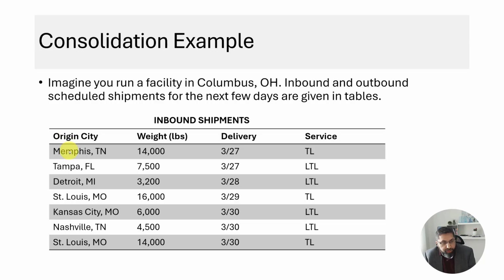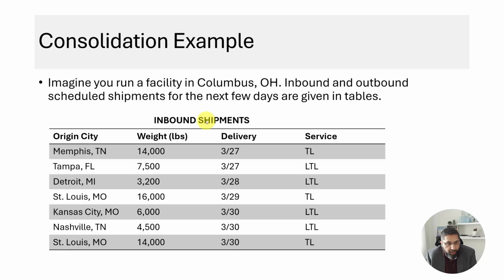So you can see that the first column has the origin where the inbound shipment is coming from, and they're all coming to Columbus, Ohio, to our facility. The second column gives you the weight of each shipment. So a lot of them are LTL shipments. Above 10,000, we'll often do a TL. So you can see that larger shipments, 16,000, 14,000, even though they don't fill up the whole truck, are TL shipments because it's going to be cheaper to do a TL beyond a certain point, like 10,000 pounds. And then the third column is the delivery date when we expect them to arrive at our facility in Columbus, Ohio. And then the service we have is LTL or TL.